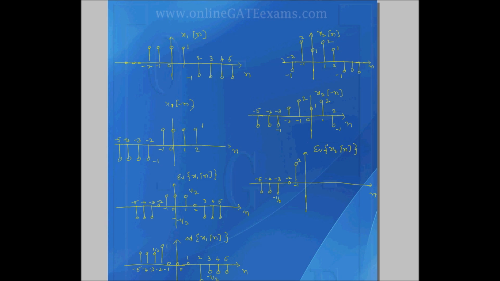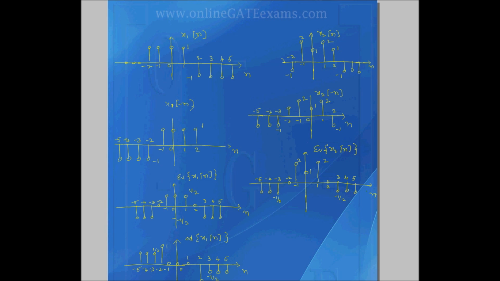Next at origin, what happens? It will be 1 plus 1 divided by 2, so that will be equal to 1. Next at 1, again it is 2 plus 2 by 2, which is 2. Next at 2, it will be 0. At 3, it will be minus half again, and at minus 4, minus half. So this is 3, 4, 5, and this will be minus half. So this is our even part of x2 of n.